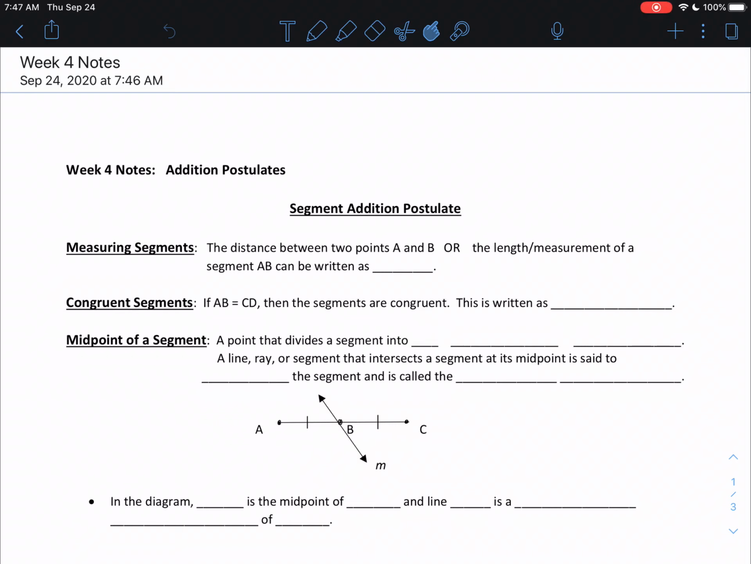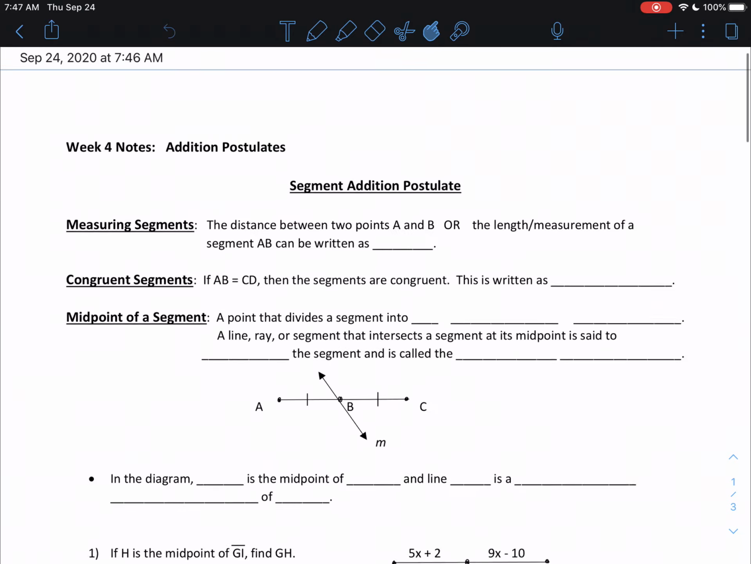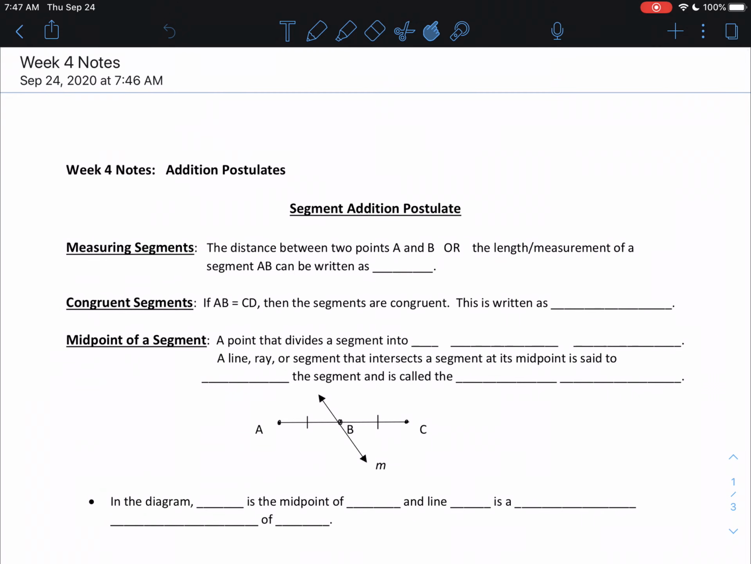Good morning, geometry. So today we're going to be working on the week 4 notes, which can be found in the Thursday 924 folder in week 4 in Schoology. And if you open them, you'll notice that this is only 2 pages long. So it's going to be an easy week with any luck.